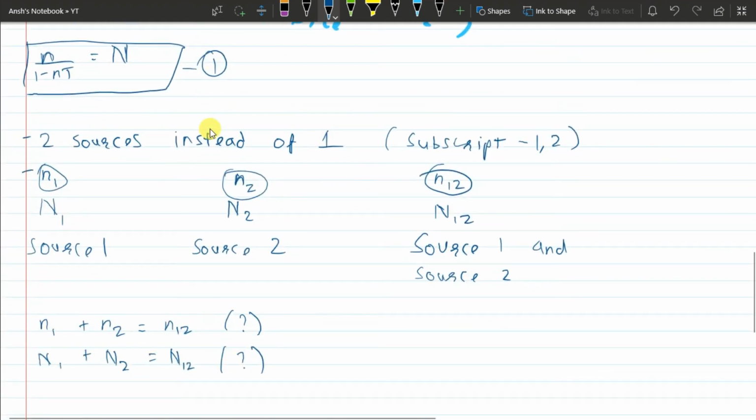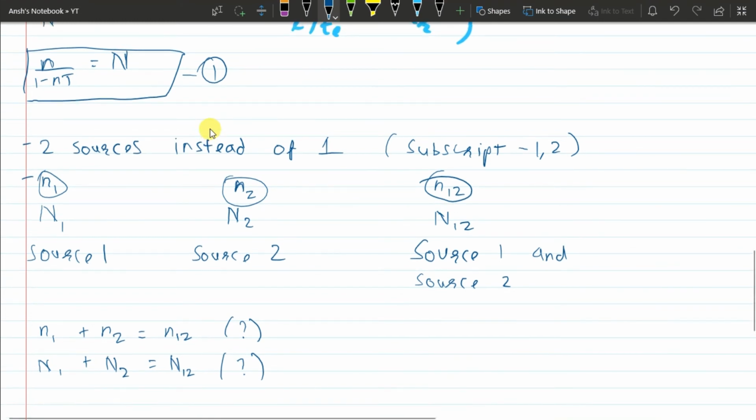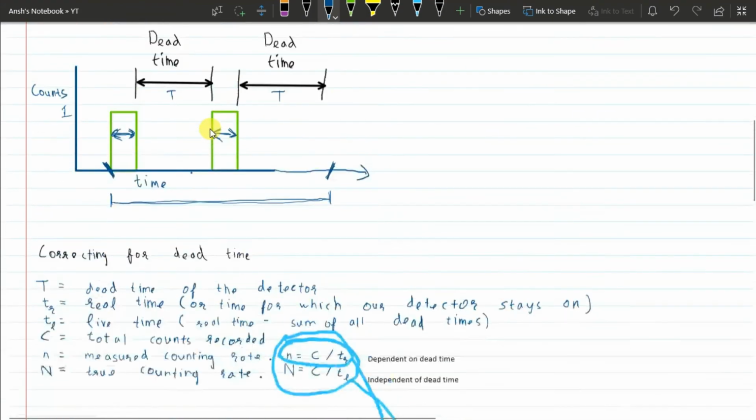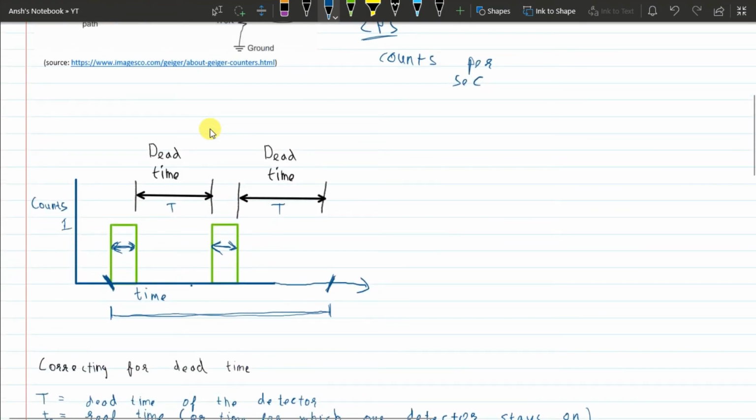So as mentioned earlier, N1 and N2 are the counting rates for when the first source is present and then when the second source is present. So we'll go to the graph here. Now let's say these green bars correspond to the first source. So let's say the first source gives off a count. There's a dead time right here. Then the first source gives off another count, and then there's again dead time right here.